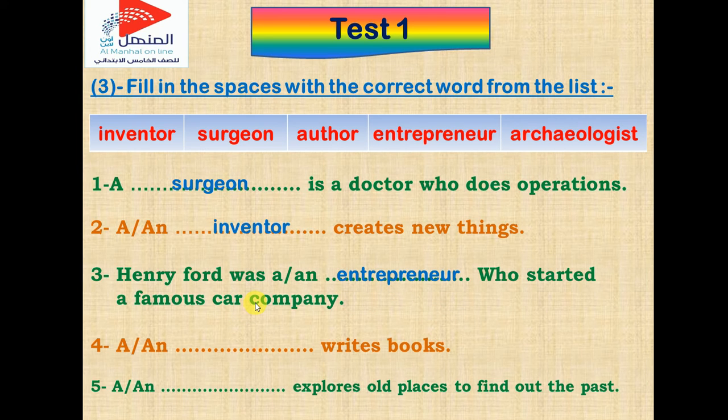Entrepreneur. Number 4, a or an writes books. Guys, who is a writer? Who writes books? Excellent. Author. An author writes books. Good job. Number 5.